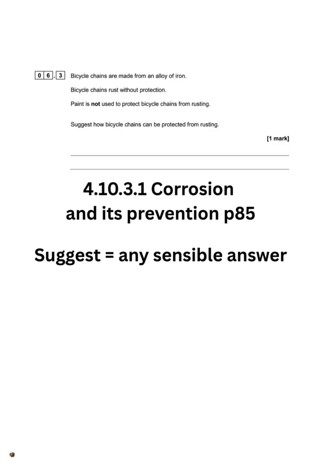Right, so the next question is about the bicycle chains. You're told they're made from an alloy of iron, in other words, a mixture of metals, and that bicycle chains will rust without protection. You were told that paint is not used to protect the bicycle chains from rusting, so you need to suggest, which means come up with any sensible answer, how a bicycle chain can be protected from rusting.